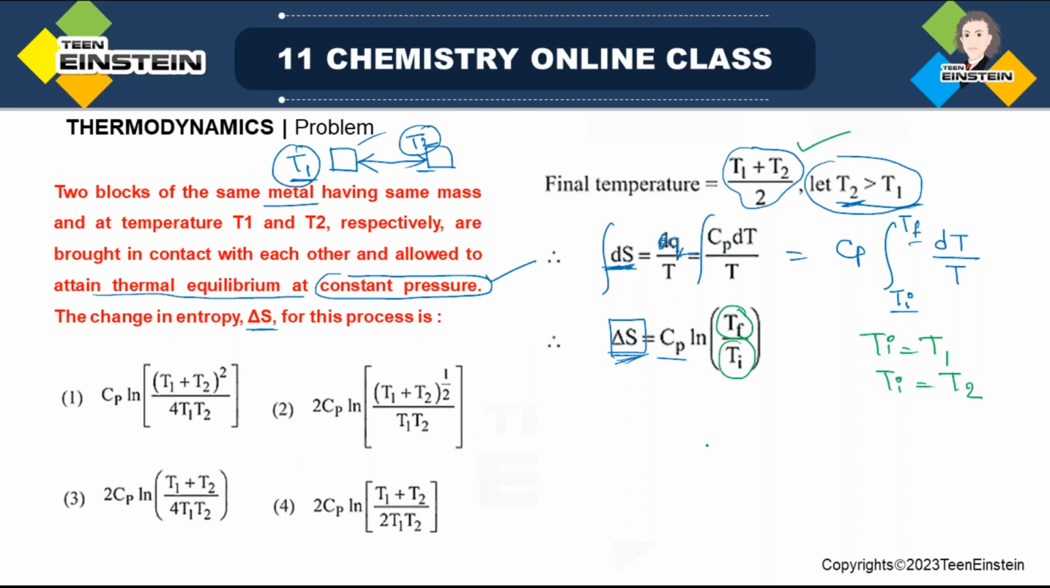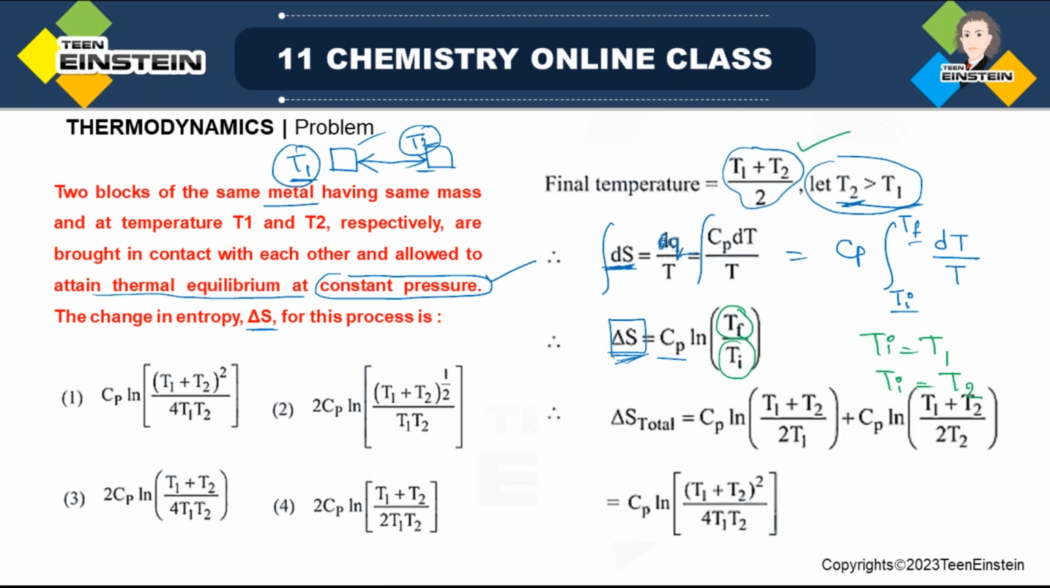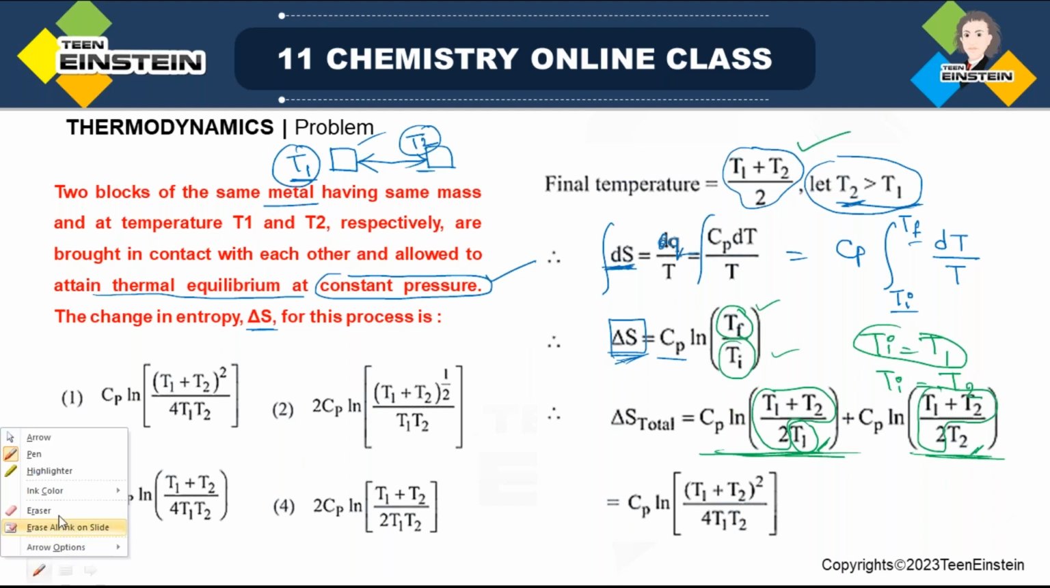So next step, we will add the two del S. See, if you consider del S total, for the first block it is Cp ln, this part is Tf, this part is Ti, and for the second block again this part is Tf. So just put these values in place of Tf and Ti. Tf is the same for both, but the initial temperature is different. So you are adding these two quantities and just check, this part is basically common.